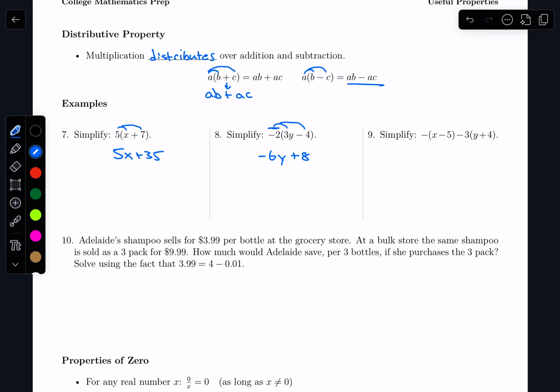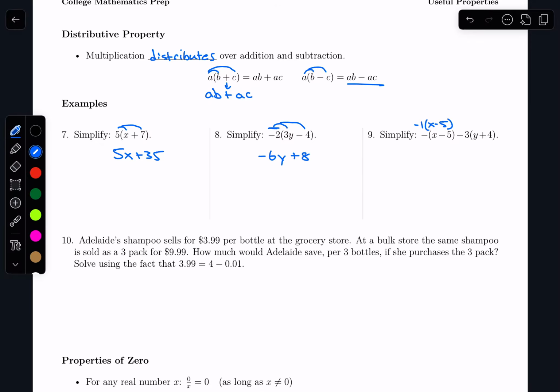All right, number 9, we're going to have 2 of these. We have a negative sign in front of an x minus 5. That really means negative 1 in front of x minus 5. So if we don't write that 1 there, if we just put the negative sign, it means that there is a 1. And then we're going to be subtracting 3 times y plus 4.